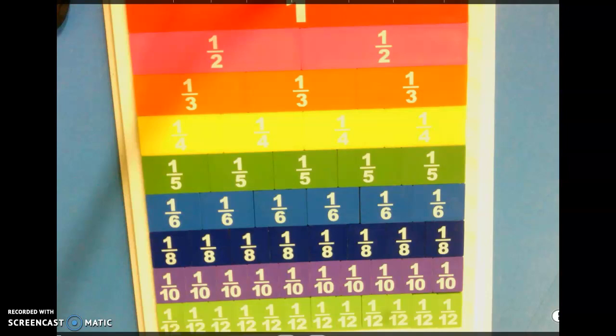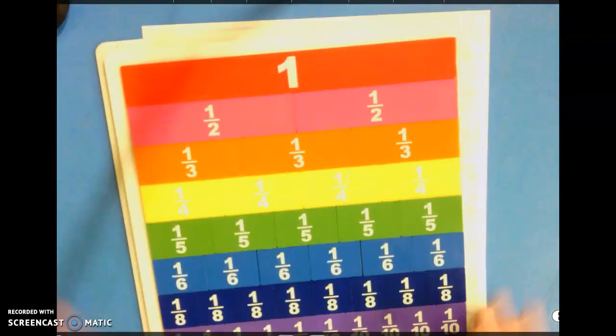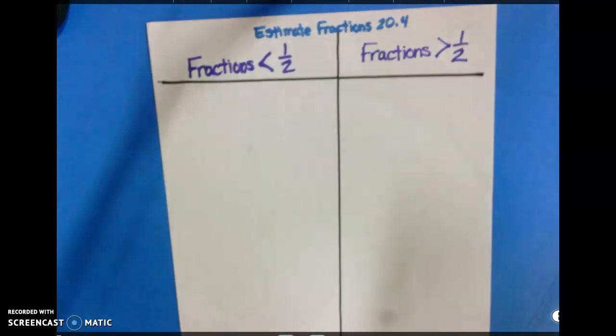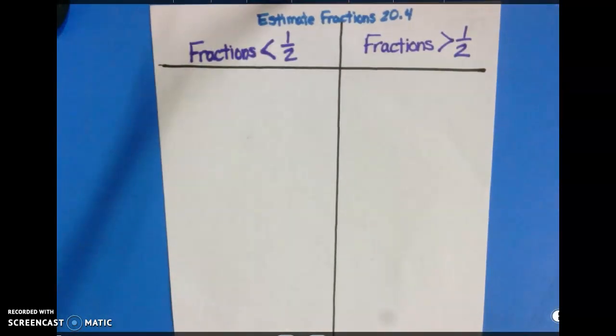So to begin with, to warm up, keeping this model in front of you or in your mind, even better, because we don't always have this model in our life, we want to do a lot of comparing today with whether or not fractions are less than a half or greater than a half. So I want you to imagine your board right now, and I'm going to need some help. Can you name some fractions that are less than a half?